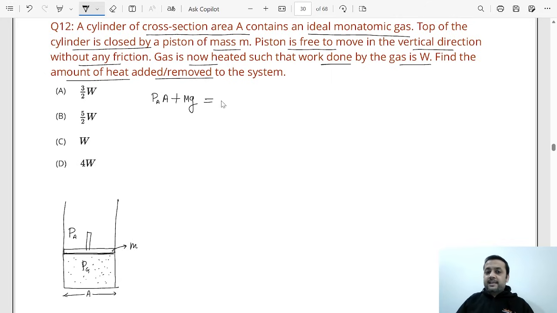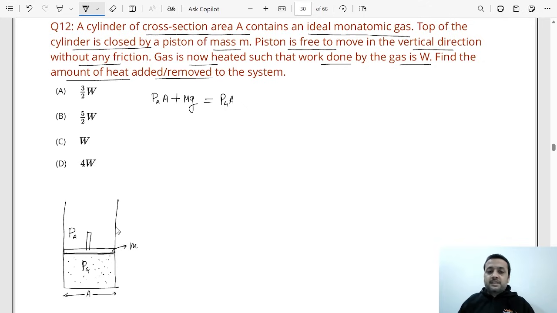So what is the force of the gas? Pg into the area. Now if you understand this, even if the piston moves, if you remember, we assume quasi-static processes. That means any process that we are doing will be a very slow process. So we can assume the piston will always be in equilibrium under the assumption of quasi-static processes, which essentially means any thermodynamic process that you're carrying out will be very slow. That means the piston will be moving very slowly, and hence we can say it is always in equilibrium, which means the net force on the piston will always be zero.